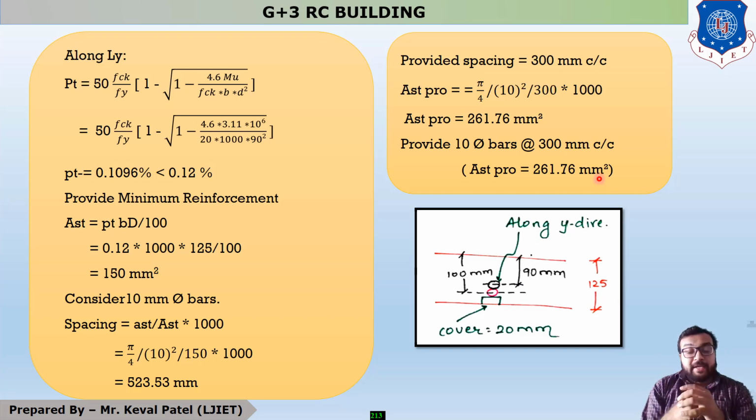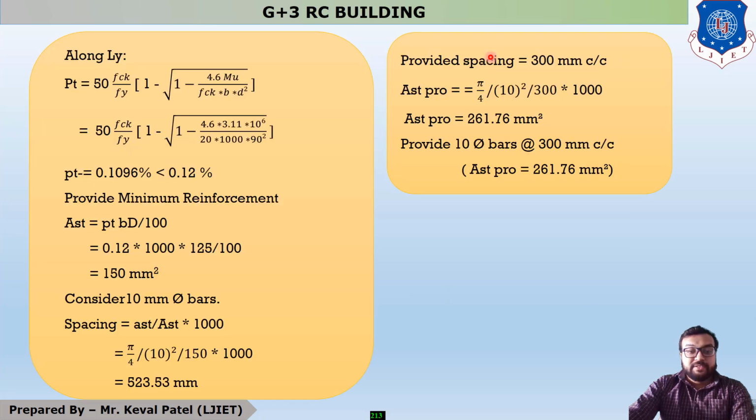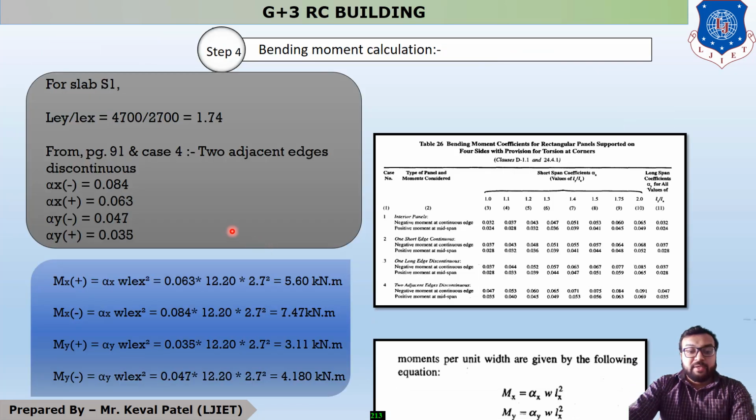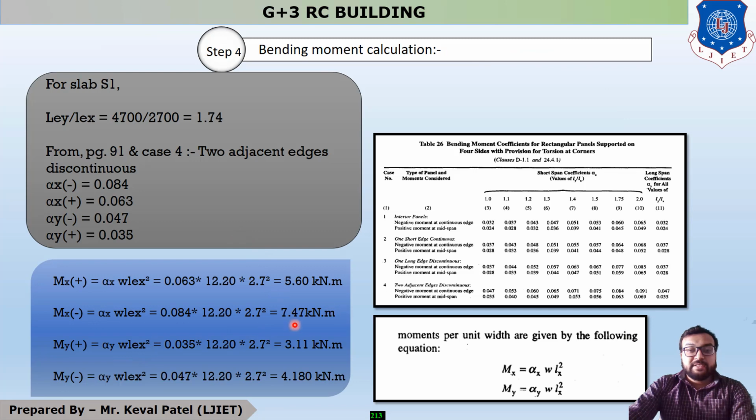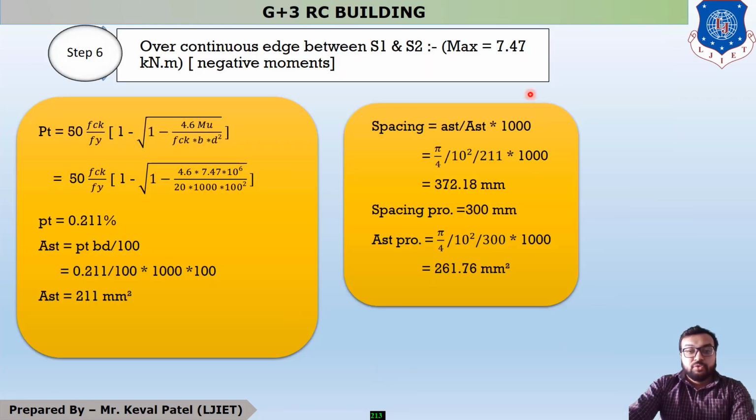Now your negative moments. Okay, your negative moment is your continuous reinforcement. So over continuous edges between S1 and S2, your maximum moment, you can see that your maximum moment is in x direction, it is 7.47 kilonewton into meter. So it is negative moment, so all the steps remain the same.